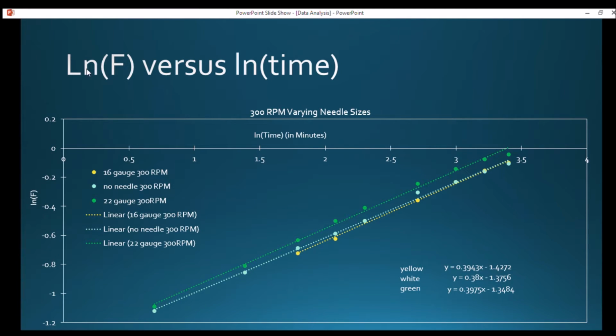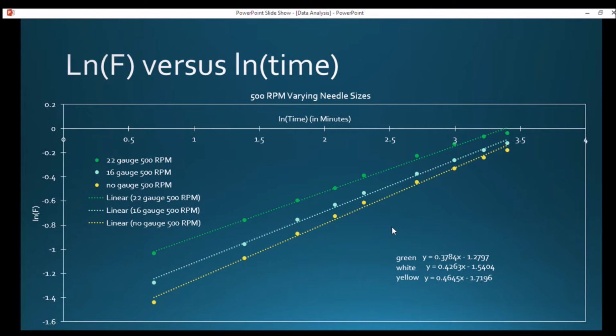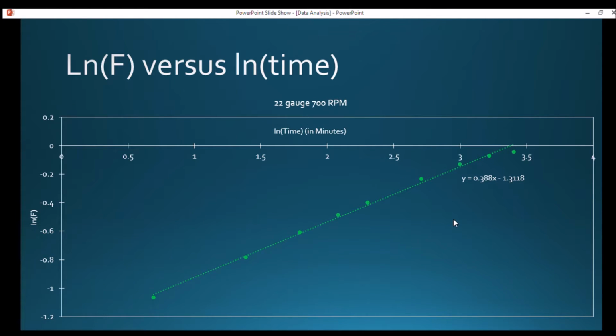This is the ln of F versus the ln of time. For 300 RPM, we took the first 60% of the data, so up to 30 minutes, and graphed them with these linear trend lines. These linear trend lines show us two very important things. The slope, which is the n value, and the n value is what type of diffusion is happening in the system, and then the exponential of the y-intercept is the k value, which is a constant, and it should be relatively similar between trials of the same speed. And we see 500 RPM, and this is the 700 RPM graph.